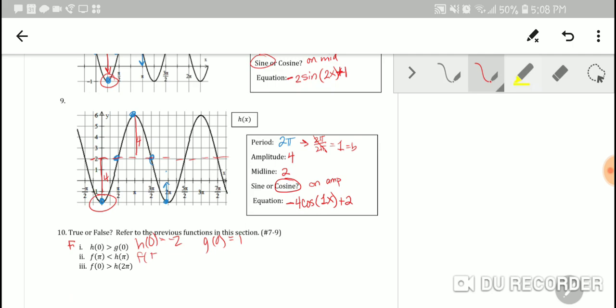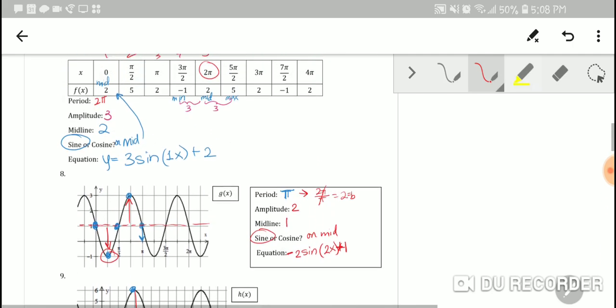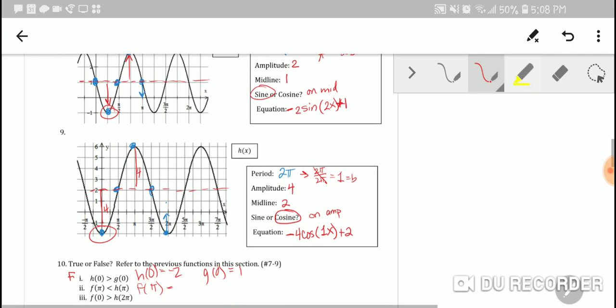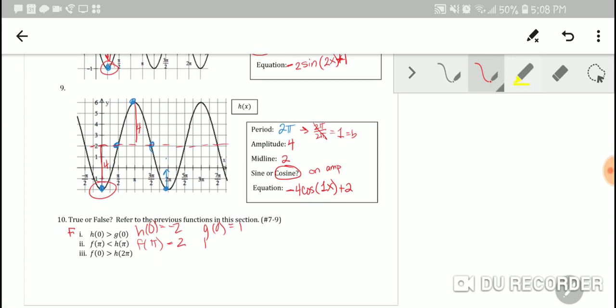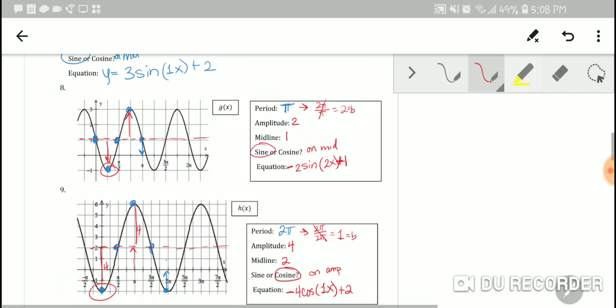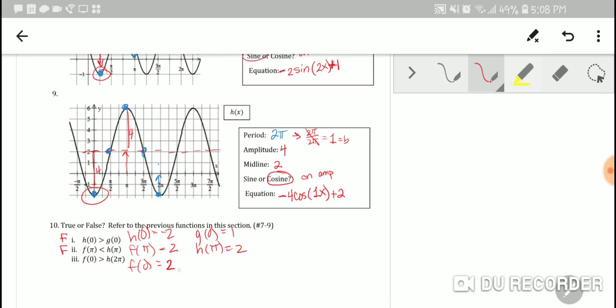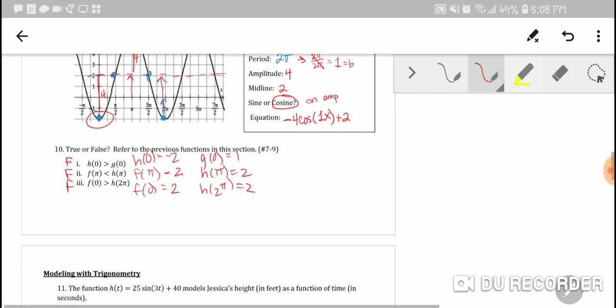Okay, f of pi, we can just read that from the table. f of pi is 2. h of pi, let's see, pi is right here, so that is 2. That's also false because they are equal to each other. f of 0, again, we can go read that from the table. f of 0 is 2. h of 2 pi is also 2. All 3 of those are false.